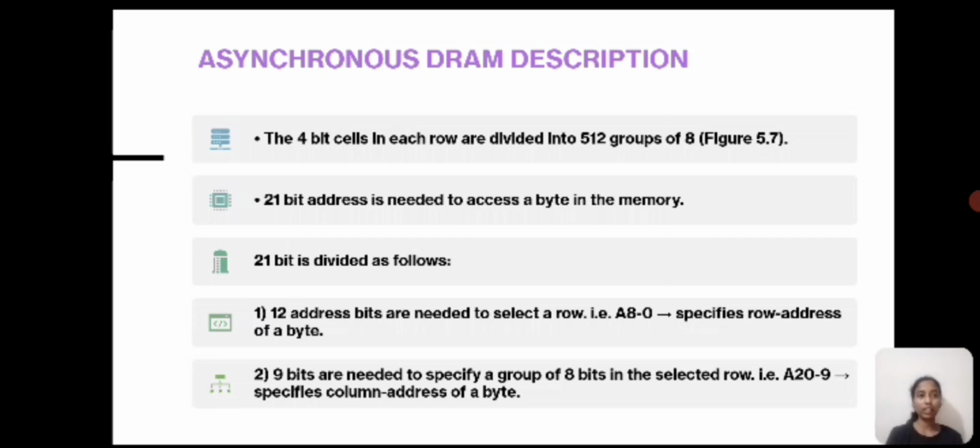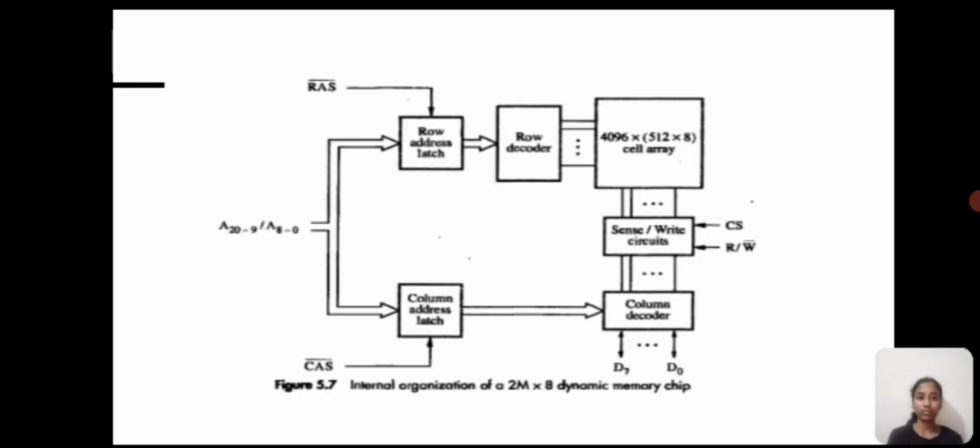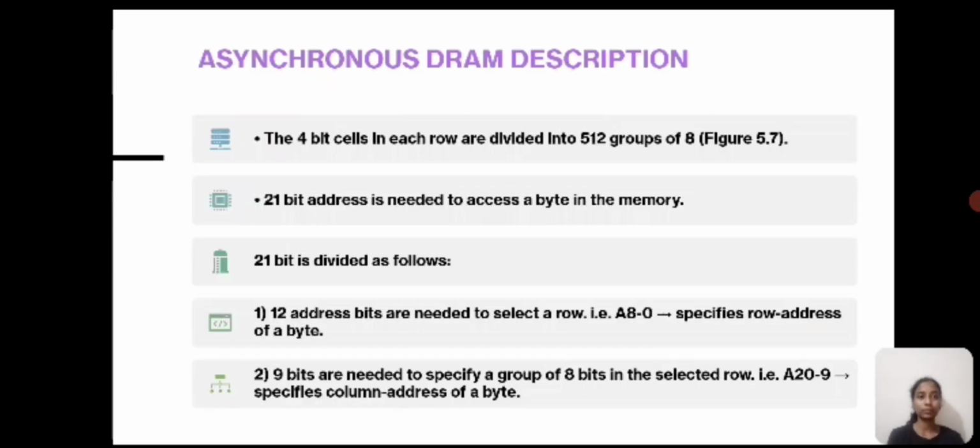Asynchronous DRAM description. The 4-bit cells in each row are divided into 512 groups of 8 as shown in figure 5.7. This is the figure of internal organization of a 2M into 8 dynamic memory chip. A 21-bit address is needed to access a byte in the memory. The 21 bits are divided as follows.